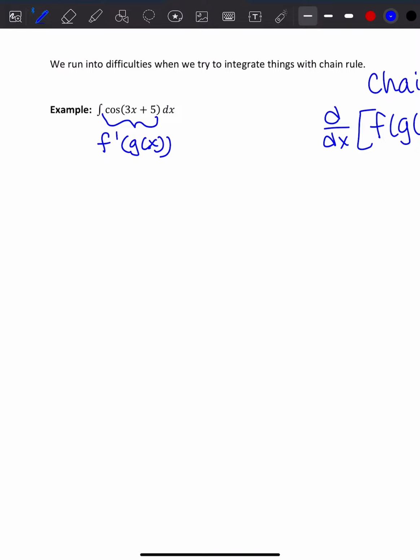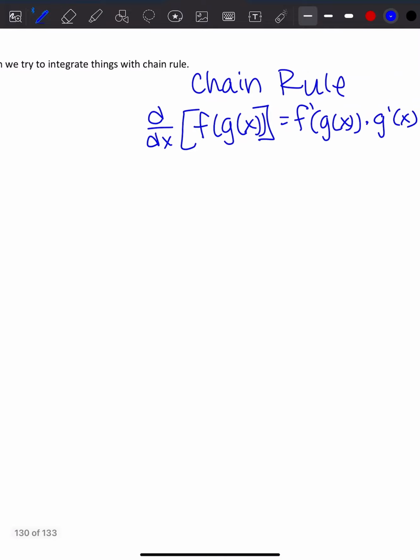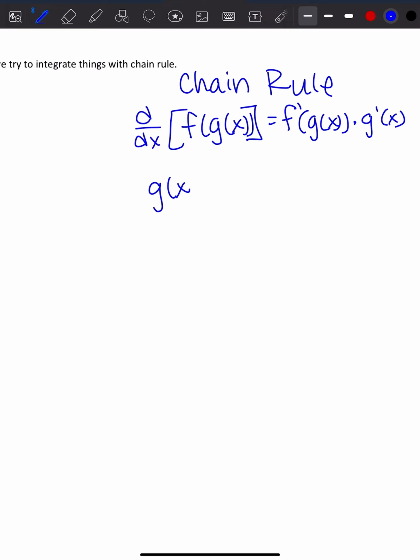So what we need to decide is what g of x is. When I look at this, g of x is equal to 3x plus 5. And if I want to find g prime, that means I am finding the derivative. So 3. So 3 is what we are missing.